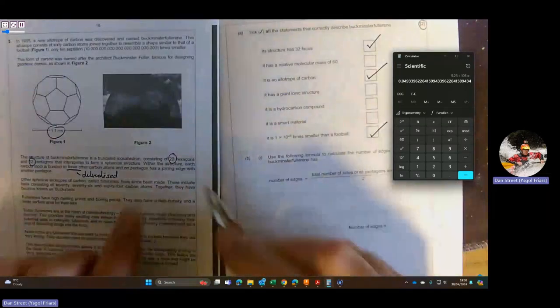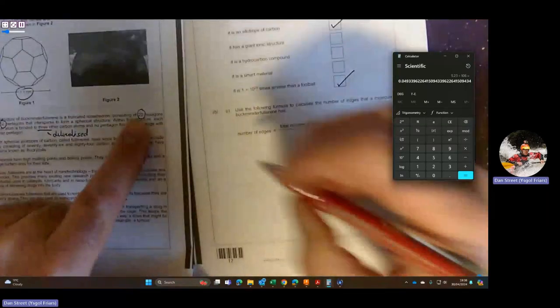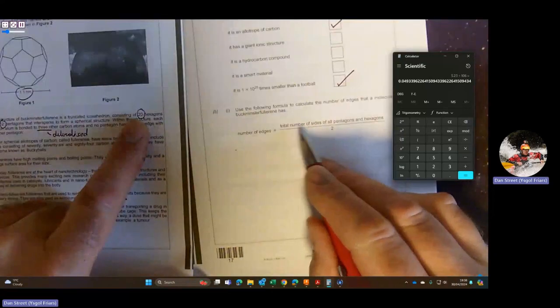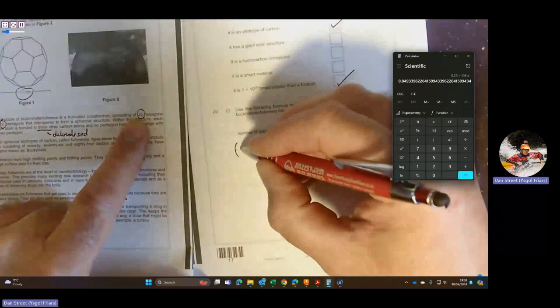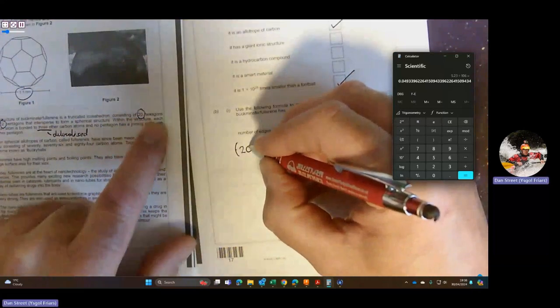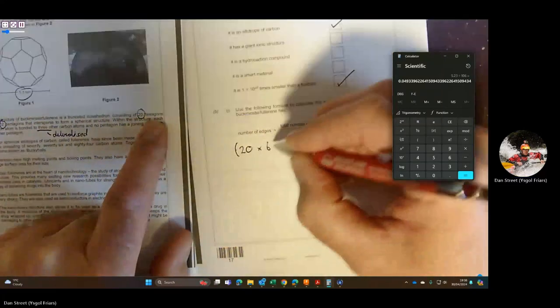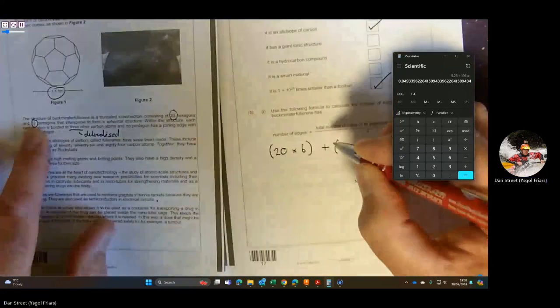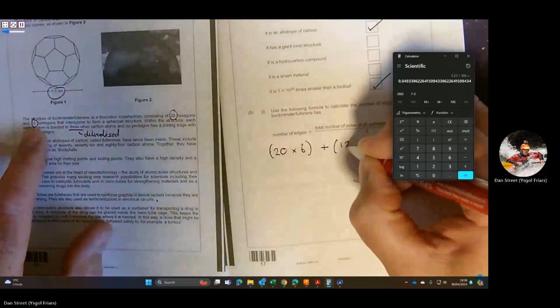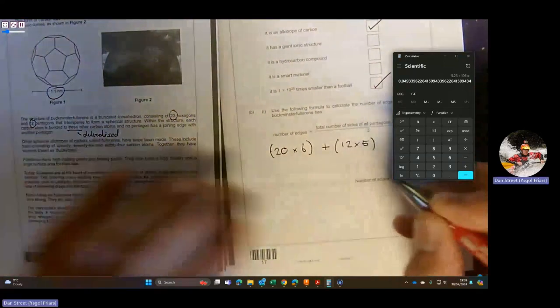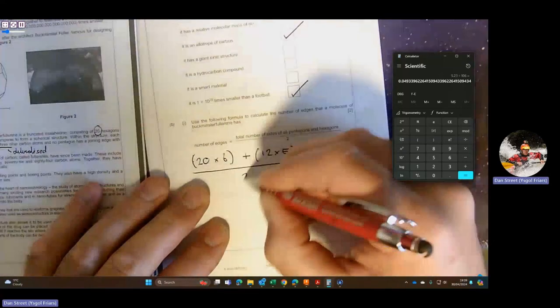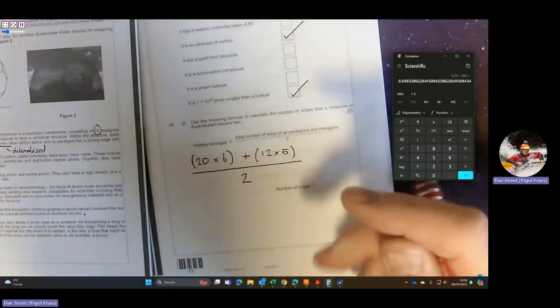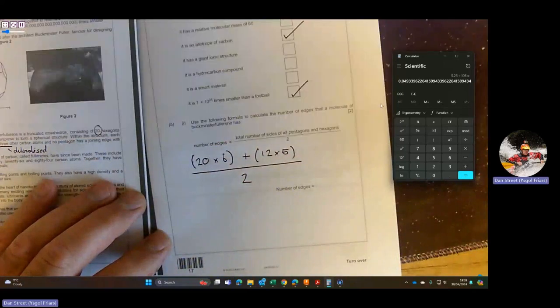So if we take the numbers in our information, we've got the number of sides on all pentagons and hexagons, so we've got two sums to do. We've got 20 times 6 plus 12 times 5. Once we've got those values, we divide the whole lot by 2. Okay, so as I say, you can always have a calculator on hand just to make sure you get the answer spot on under the pressure of exams.